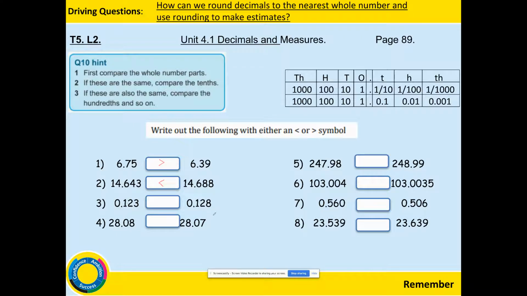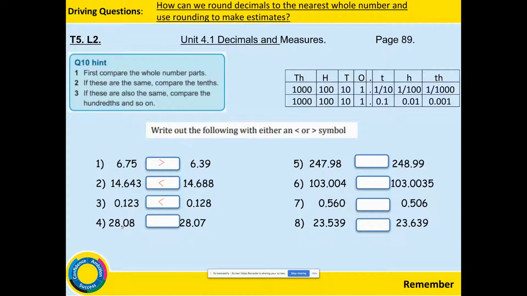Here we've got 0 ones on both numbers, 1 tenth in both numbers, 2 hundredths in both numbers, 3 thousandths on this number and 8 thousandths on this number. So the 3 is the smaller number. I'll do my arrowhead pointing that way, the less than symbol.